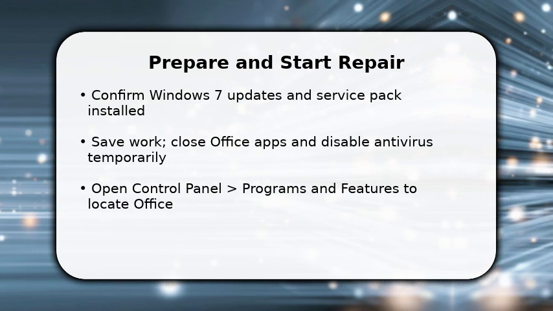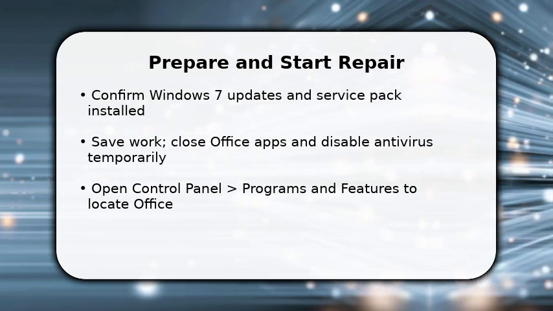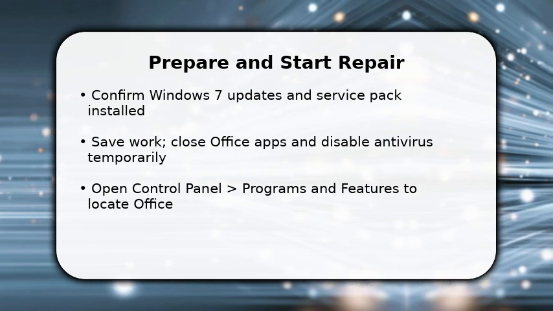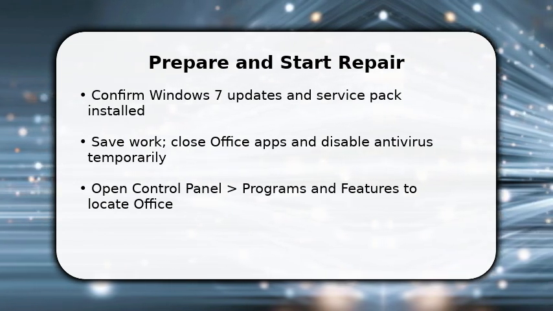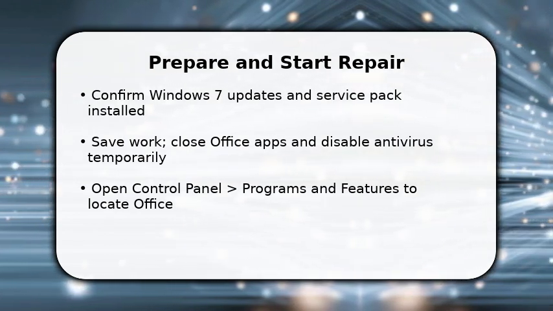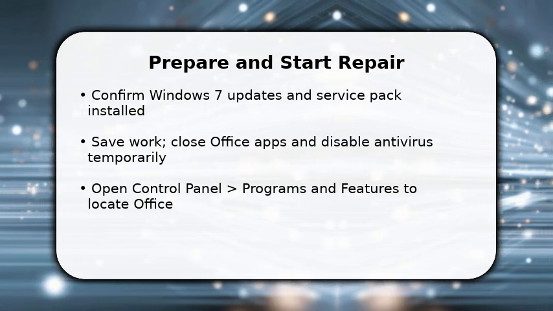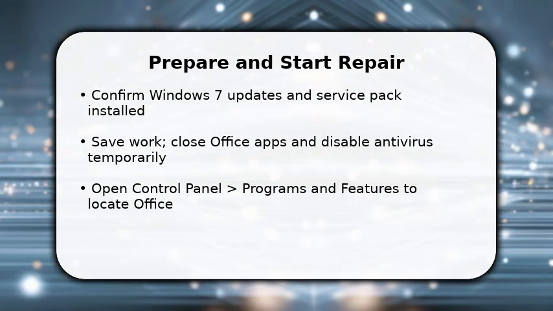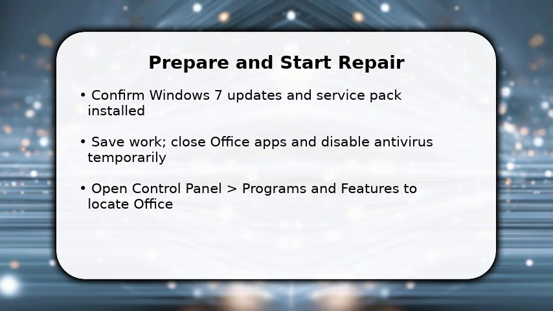Now open Control Panel, choose Programs and Features, and find Microsoft Office in the list. This is the entry point for repair. You're starting the repair process immediately to minimize system changes and collect the necessary installer options you'll use next.